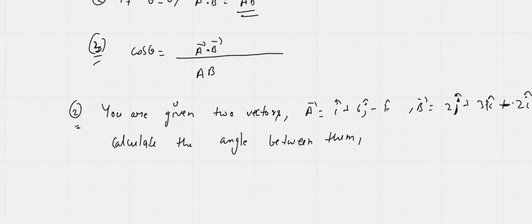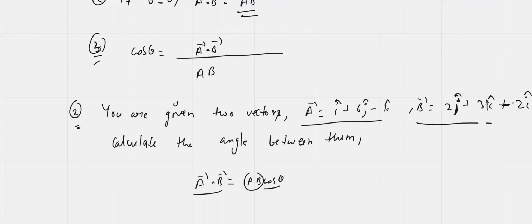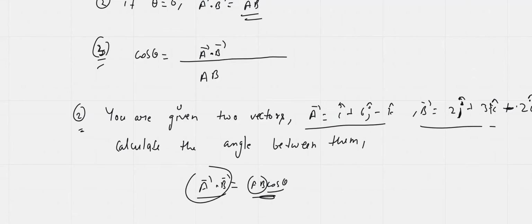If this is given, the magnitude you can calculate very easily, right? The hard part is calculating a dot b. If I have magnitude and angle, I can simply calculate a dot b using ab cos theta. But here they just say calculate it. We have two methods to calculate this. One is this way, another way is to open up everything and just multiply them. So how am I going to calculate a dot b?